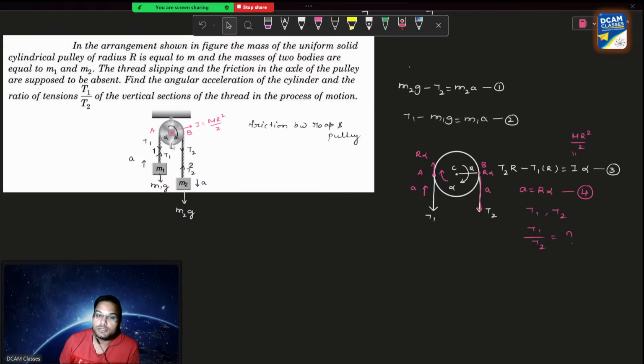Now, because this pulley is also rotating, it should have some angular acceleration alpha. So we'll make the torque equation about the center. T2 into R is positive torque, and T1 into R is negative torque, anti-clockwise. One direction we take as positive, the other is negative. T2 into R minus T1 into R is equal to its moment of inertia into alpha. Up to here, everything clear?